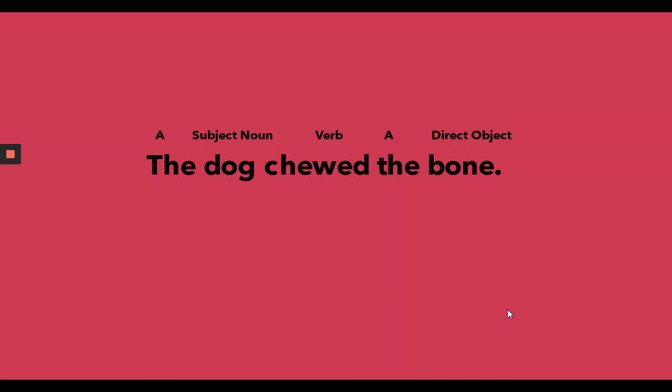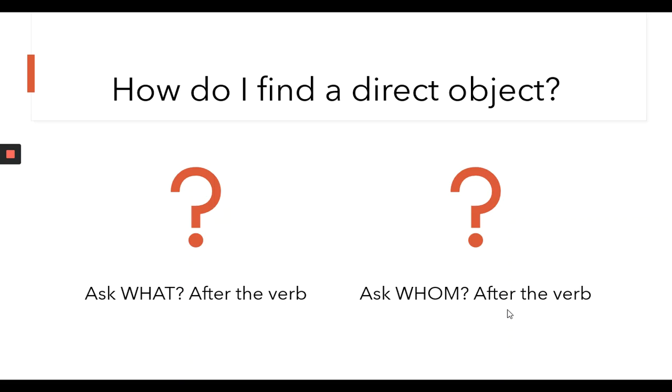We'll ask whom if it's a person. We'll ask what if it's a place, thing, or idea. So if this sentence says the dog chewed the cat, I would say the dog chewed whom? The dog chewed the cat, because cat is a living thing. But because bone is just a thing, it's not a live thing, we ask the question what? The dog chewed what? The dog chewed the bone.